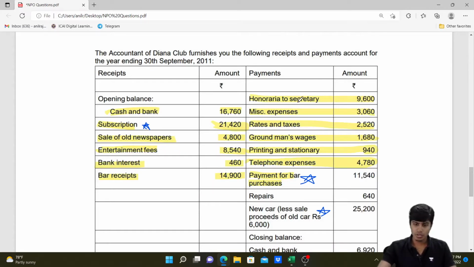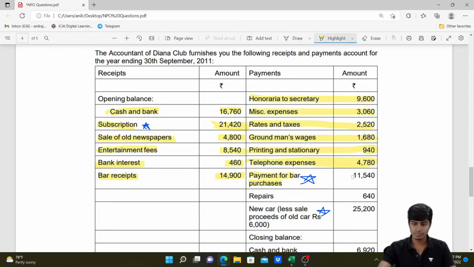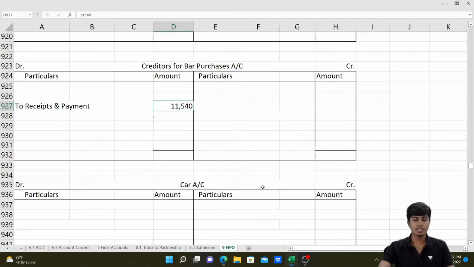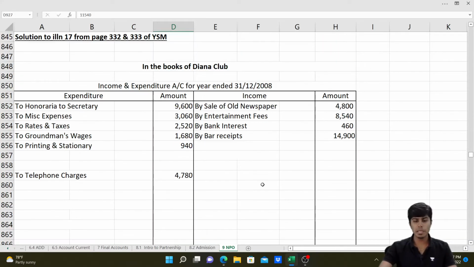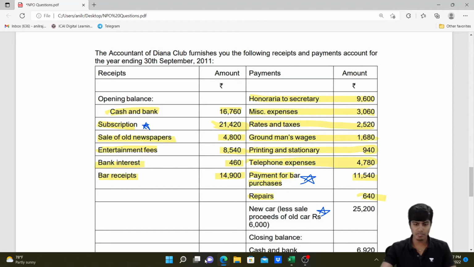Great. What do we have after that? Then we have repairs 640. There is no adjustment. This repair payment is our expense. I'll write to repairs 640 rupees. What do we have after that?